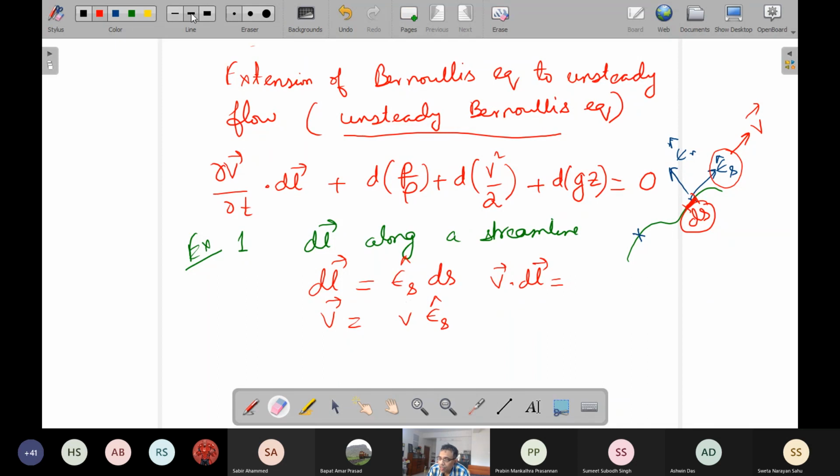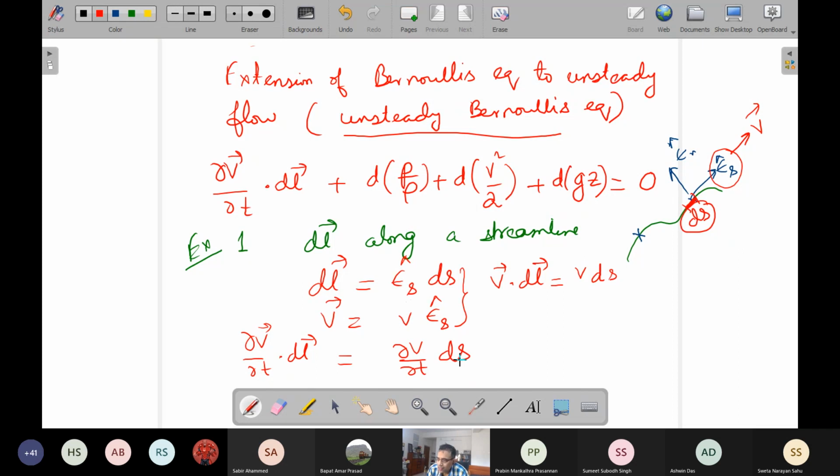Here the scalar v is simply the magnitude of the velocity, and the vector v is the scalar v times the unit vector. So if you take the dot product v dot dl, it will simply be v ds. This will therefore become just a scalar term.